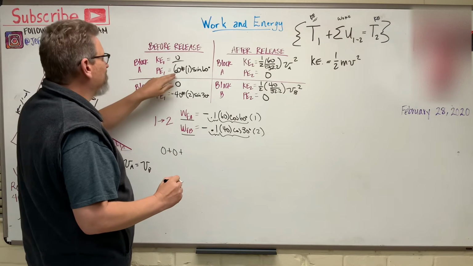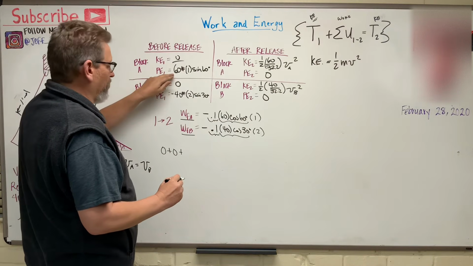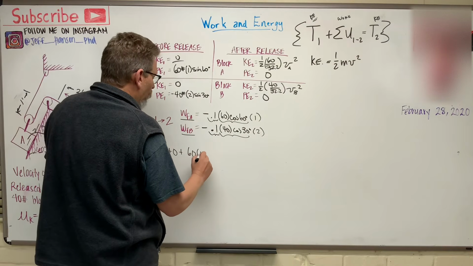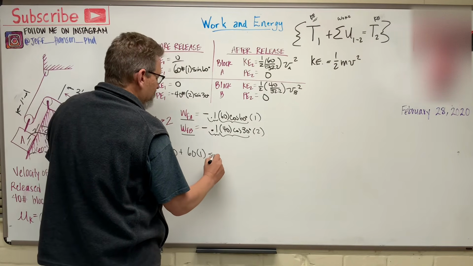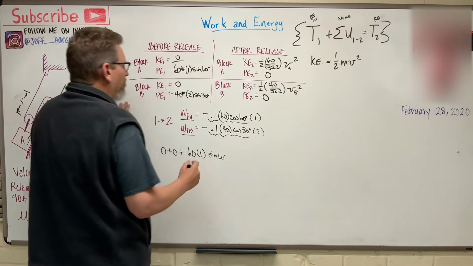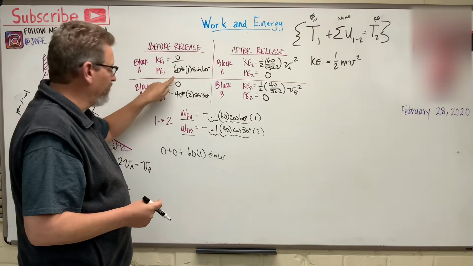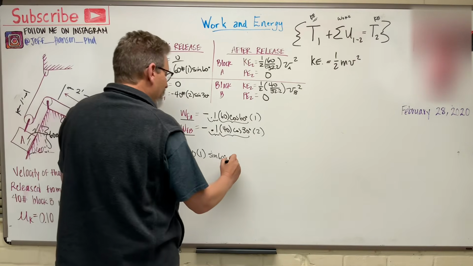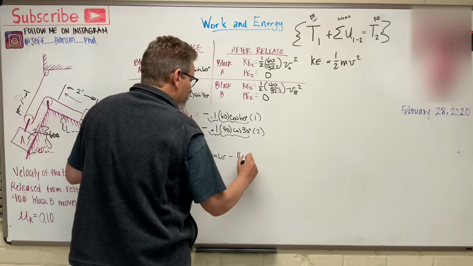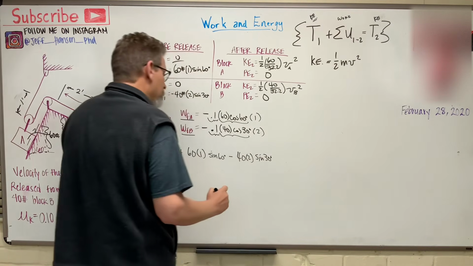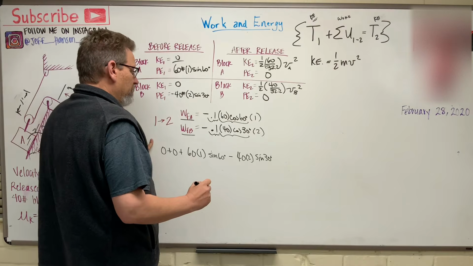What's T1? Well, it's 0, isn't it? 0 for block A, 0 for block B. Plus potential energies. Now, here goes the work part. So 60 times 1 times the sine of 60. And remember, one block goes uphill, one block goes downhill. That's why this one has a different sign than this guy does. Minus 40 times 2 times the sine of 30.